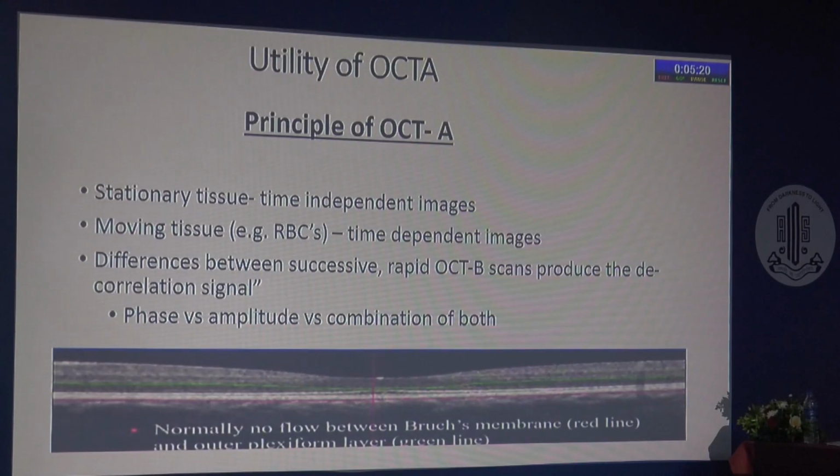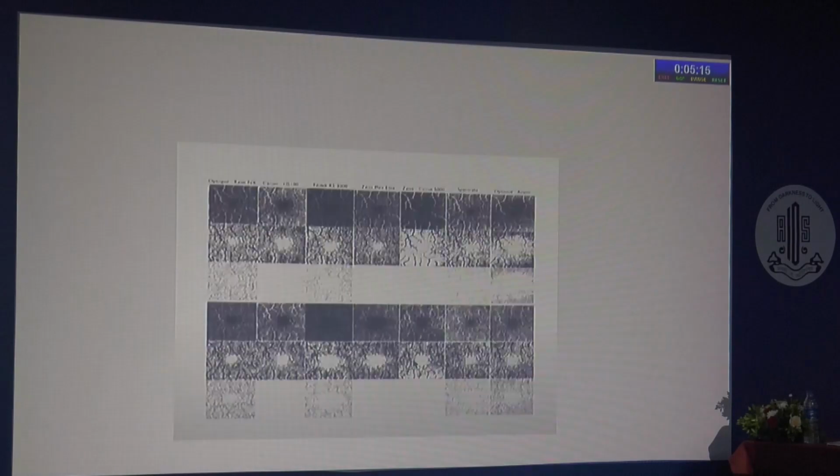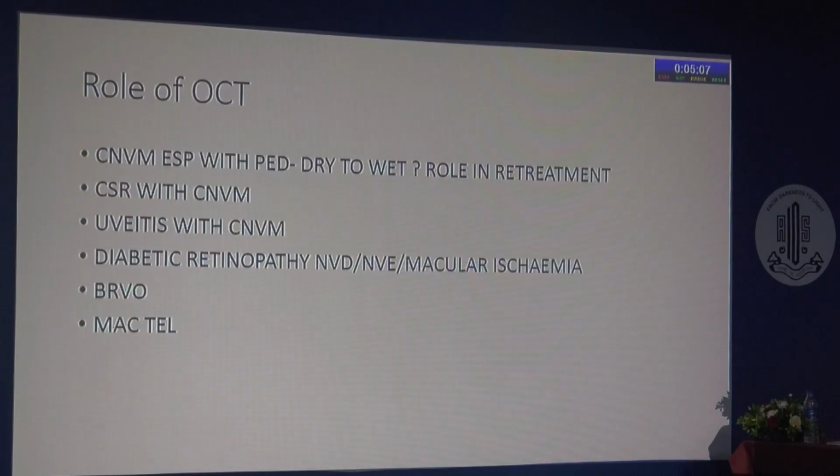So any stationary object will not be seen. It is just the motion artifacts, the movement, which you see. So these are the various machines and how you can see the various layers: the superficial, deep, and the choriocapillaris.